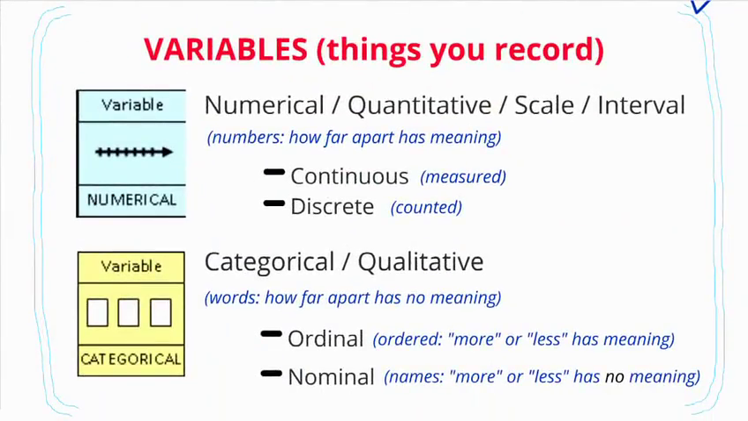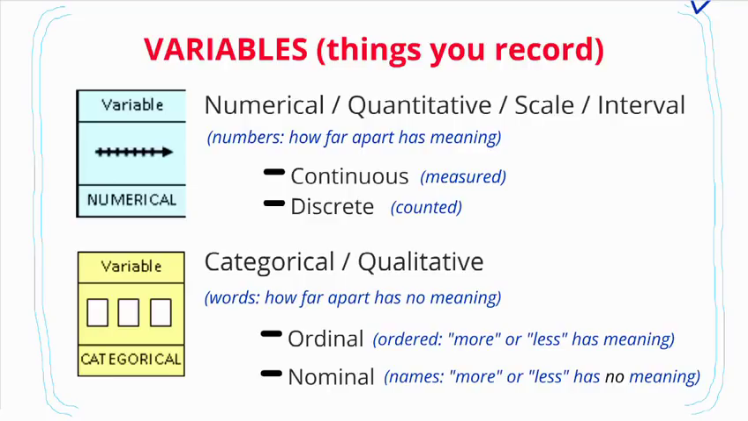Variables are the things that you record, and there are 2 main types of variable. This is the most important bit of any of this, for choosing which statistical process goes with what type of variables you've got. So I'm going to keep coming back to it. There are 2 kinds of variables. There is the numerical variable. That's what I'm going to call it, numerical. But some people call it quantitative. Some people call it scale. Some people call it interval. Depending on which resource you're looking at, it will have different names.